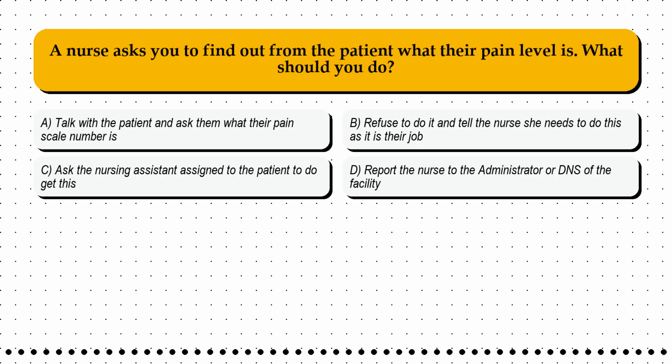Question 328. A nurse asks you to find out from the patient what their pain level is. What should you do? Option A. Talk with the patient and ask them what their pain scale number is. Option B. Refuse to do it and tell the nurse she needs to do this as it is their job. Option C. Ask the nursing assistant assigned to the patient to get this. Option D. Report the nurse to the administrator or DNS of the facility.